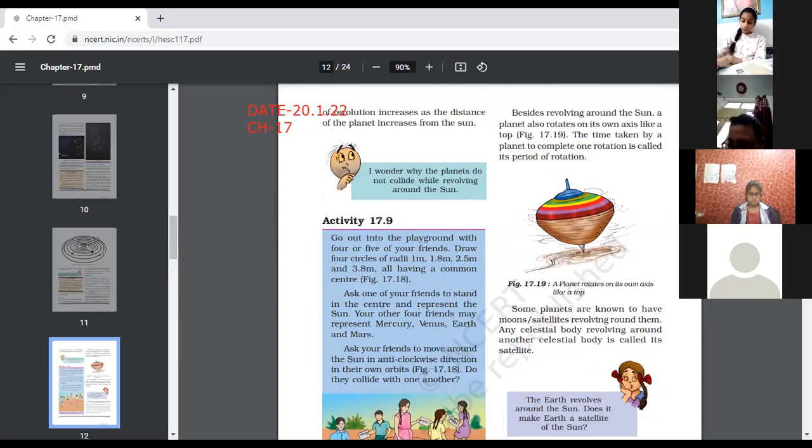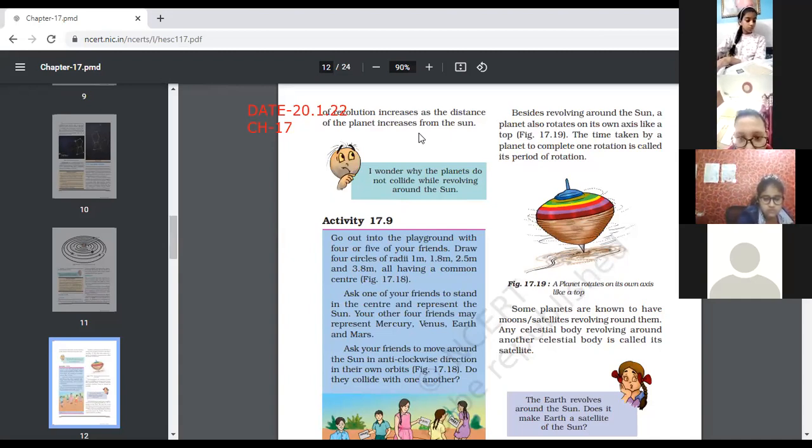What does this mean? You know, planets revolve around the sun. That is known as a revolution. And one thing is rotation. Rotation is on its axis only. Around its axis, that is known as a rotation. And revolution is around the sun. So it is written that the period of revolution increases as the distance of the planet increases from the sun.